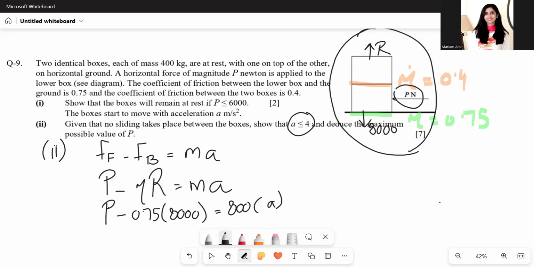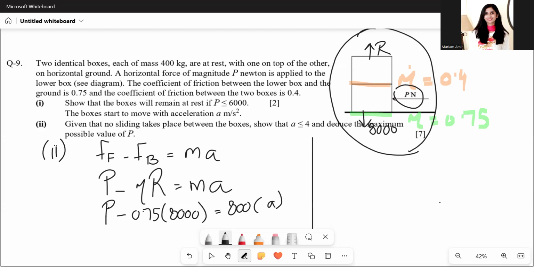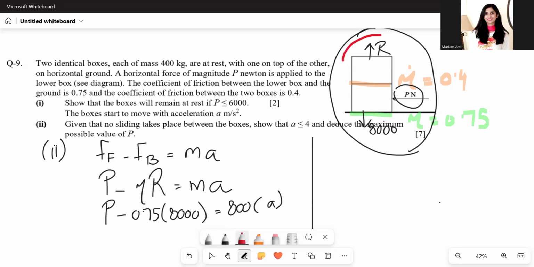So there's a problem in this equation. We don't know P and we don't know a either. So that means this equation cannot be used at the moment because we have two unknown values. They wanted the maximum value of P and they wanted us to show that acceleration is less than or equal to 4. So let's let go of this equation for now. And let's look at the upper block because they had also given us the mu for this. So there must be a reason for that. They gave us this mu, so we're going to look at the upper block as well.